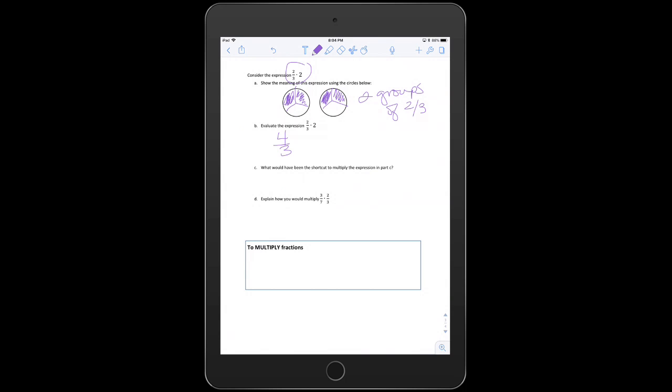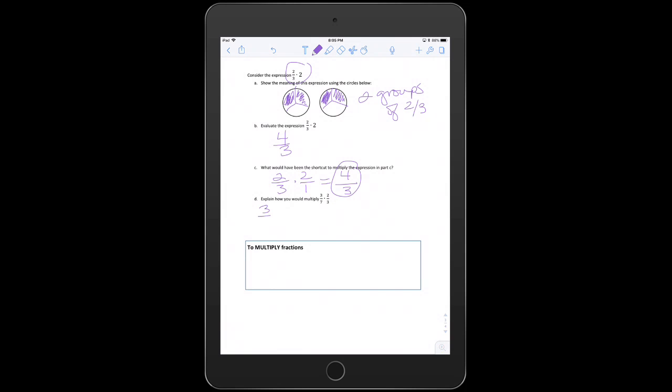So how could we have done this using a shortcut? Well, 2/3 times 2. Remember, 2 is the same thing as 2 over 1. So remember, to multiply fractions, you multiply across the top, the numerators. So 2 times 2 is 4 across the top. And then multiply the denominators. 3 times 1 is 3. So I can also get 4/3 by doing that. Notice we don't need a common denominator to do this. We're just looking at the two groups of 2/3.